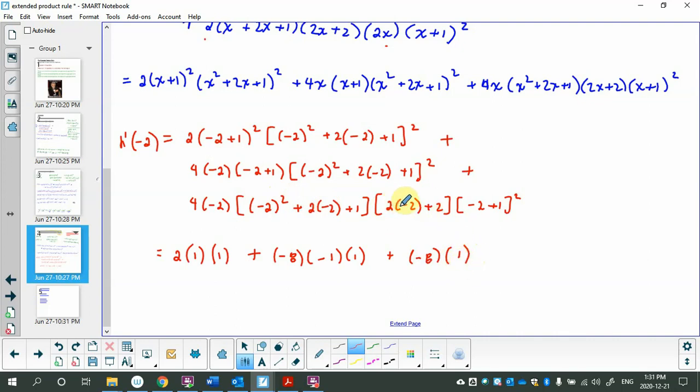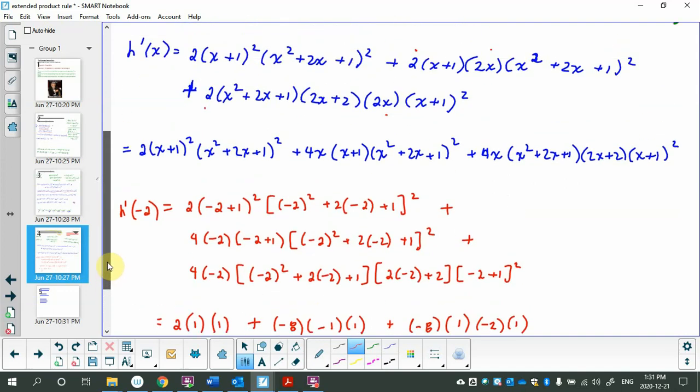2 times negative 2 is negative 4. Plus 2 is negative 2. Negative 2 plus 1 is negative 1. Negative 1 squared is positive 1. So this is 2. This is plus 8. Plus negative 8, positive 16. So I end up with 10 plus 16, which is 26.